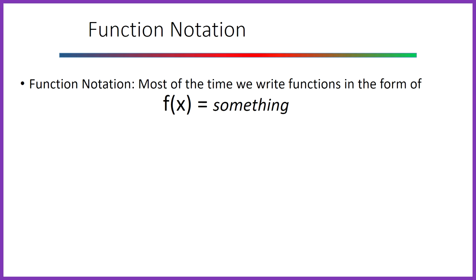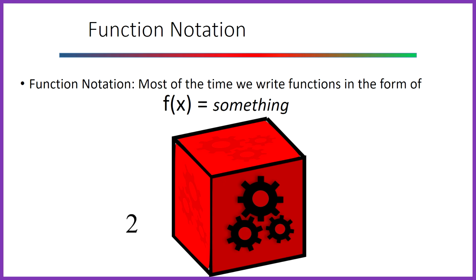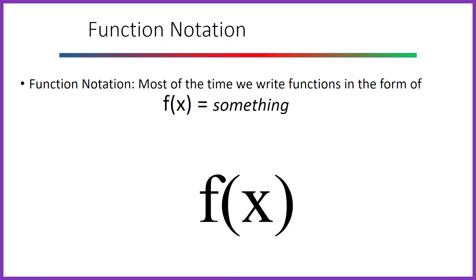Okay, next let's talk about function notation. Normally we write functions in the form of f of x equals something. In this case, f is the function name, and x is a variable that we use for the input. Let's go back to our function that takes in numbers and gives other numbers as output. It takes in a 2 and gives us a 4, and it takes in a 3 and gives us a 9. We could rewrite it in function notation as f of x.